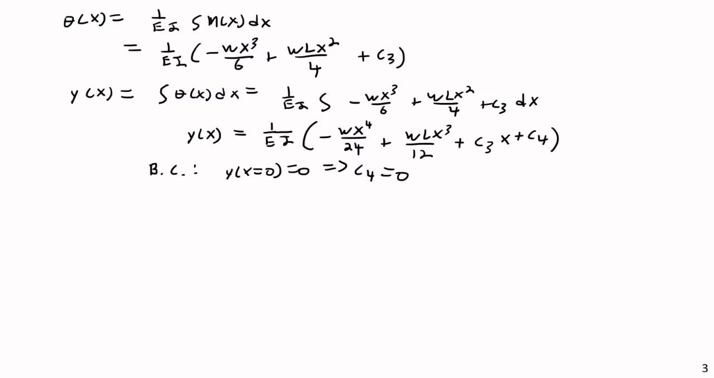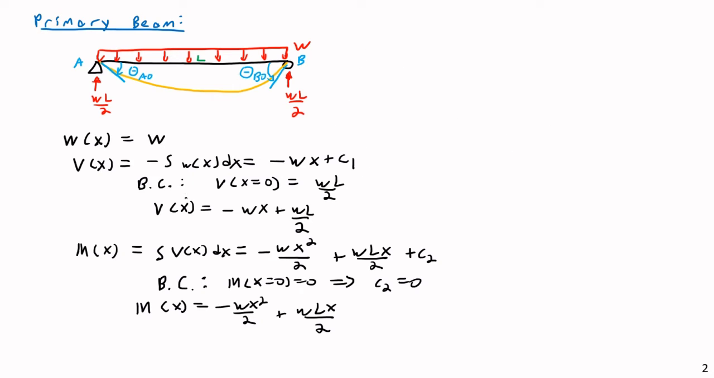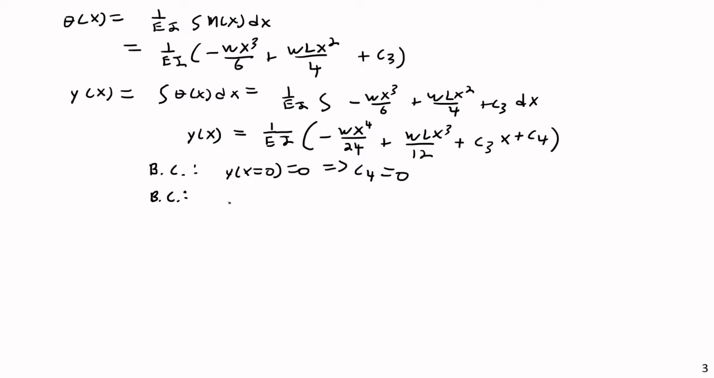And the next one I can apply is on the other end of the beam. Boundary condition: the deflection, the actual drop in height, at both this point here and this point here must both be equal to 0. So not only is y at x equals 0 equal to 0, but y at x equals L is equal to 0. And so let's go ahead and substitute that in.